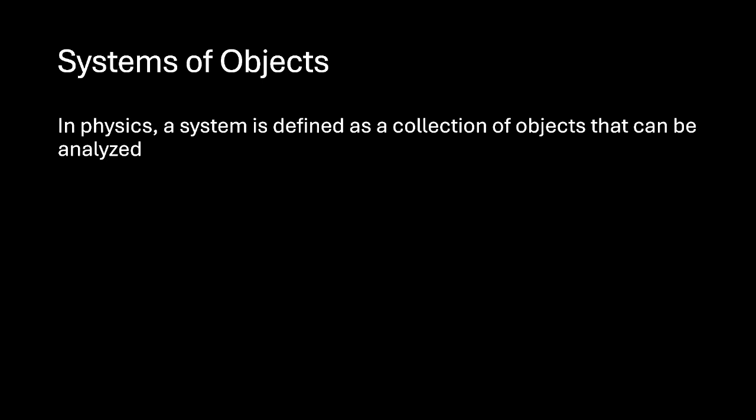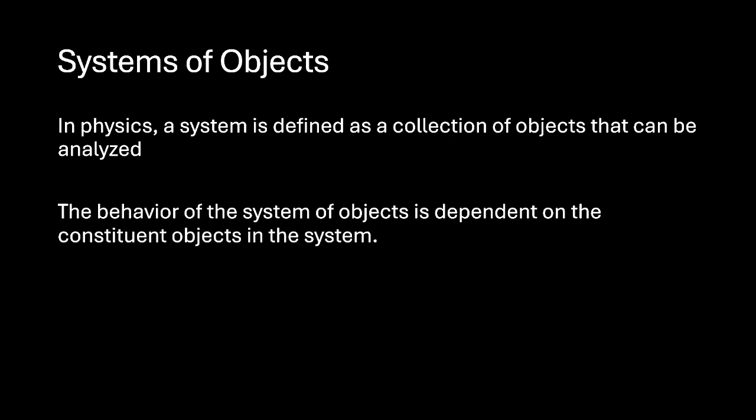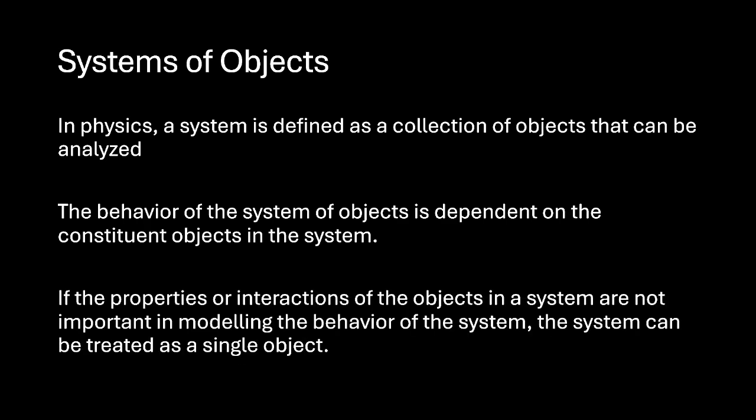In physics, a system is defined as a collection of objects that can be analyzed. The behavior of the system of objects is dependent on the constituent objects in the system. If the properties or interactions of the objects in a system are not important in modeling the behavior of the system, the system can be treated as a single object.